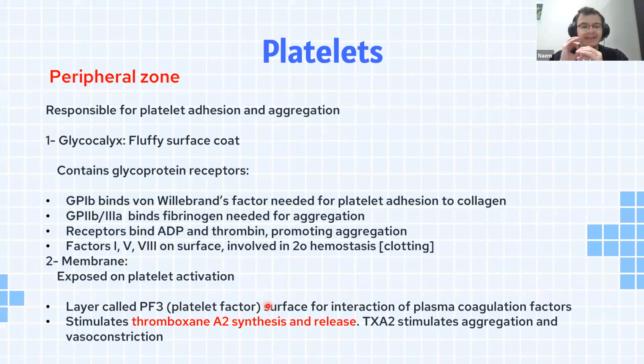that we call thromboxane A2. Thromboxane A2, a very, very important molecule that you need to know for your exams. Again, thromboxane A2, it's very important. You need to know it. So this thromboxane A2 is going to get released when platelet factor 3 on the surface of the platelet interacts with plasma coagulation factors. What does this factor do? Again, it stimulates aggregation, just like thrombin and ADP, and vasoconstriction. So vasoconstriction and aggregation.